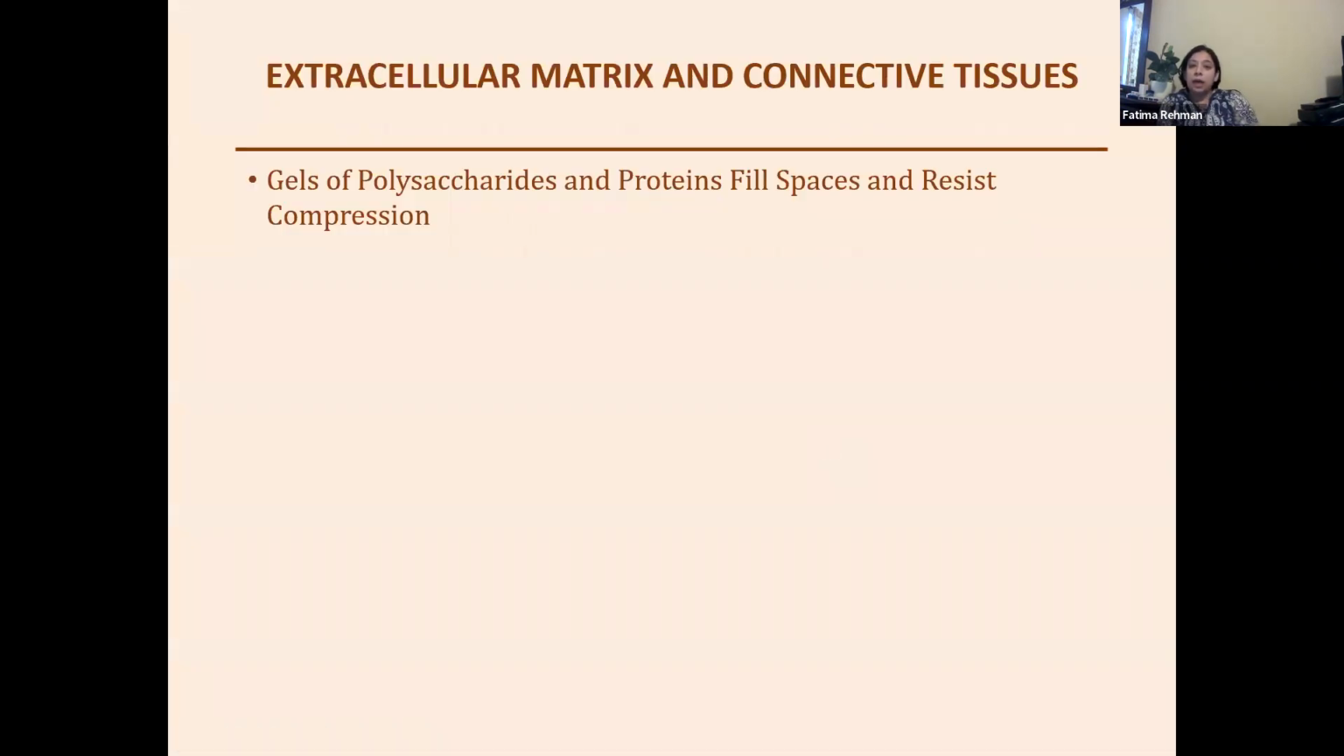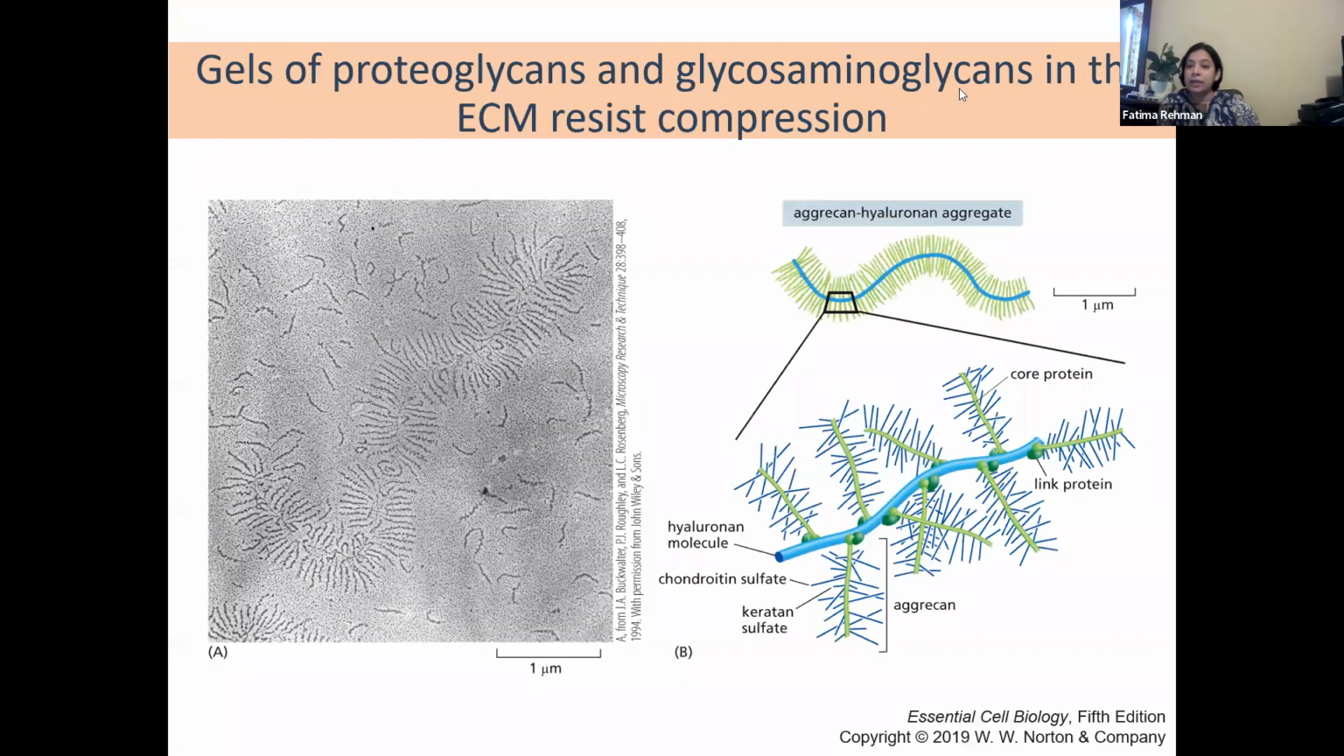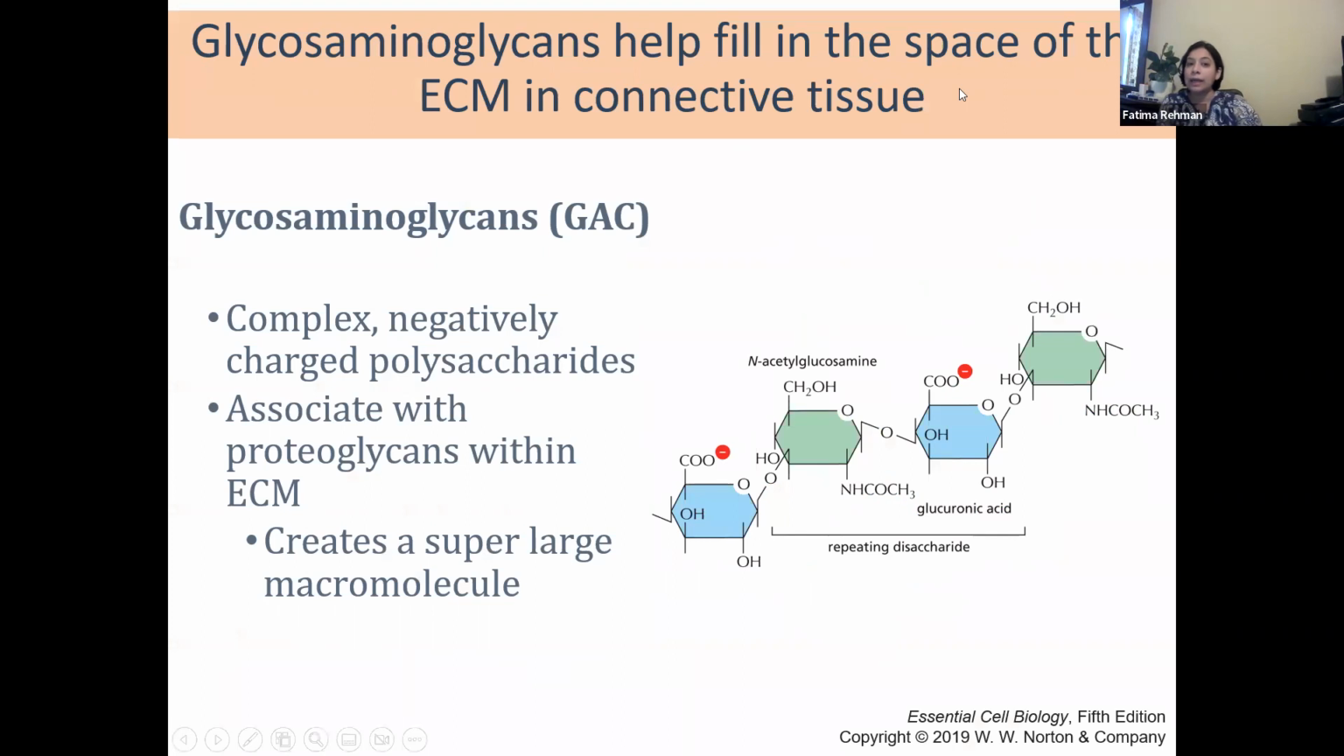So next, we're going to talk about all the other sugar molecules and proteins that fill that space and resist compression, help to keep that cell from getting squished and getting destroyed, in addition to these integrins and the extracellular matrix protein like your collagen. So there are specific molecules that are called glycosaminoglycans, and they are exactly what they say. They fill up the majority of that space, what looks like empty space in the extracellular matrix and the connective tissue.